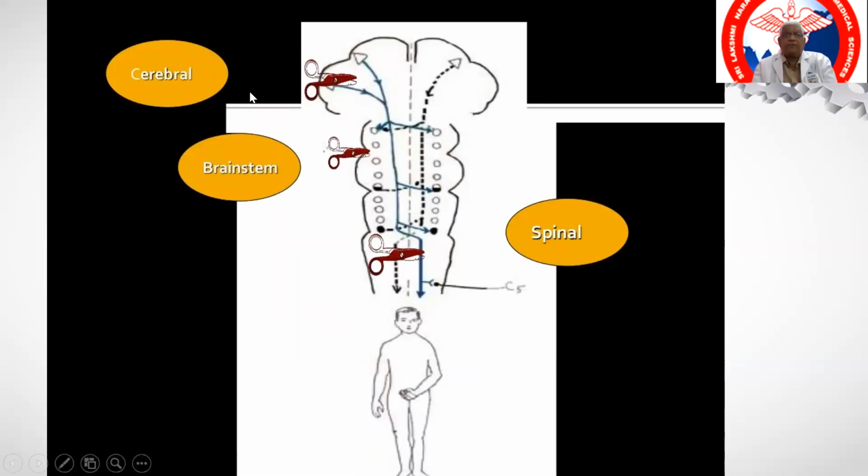Here there are so many places. This is cerebral involvement. This is brainstem involvement. This is finally our spinal cord.